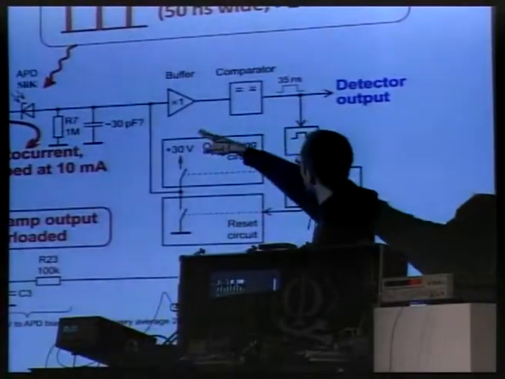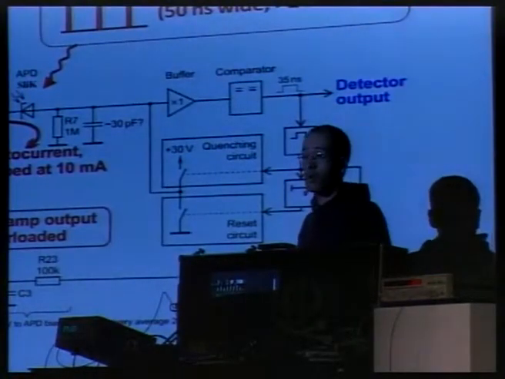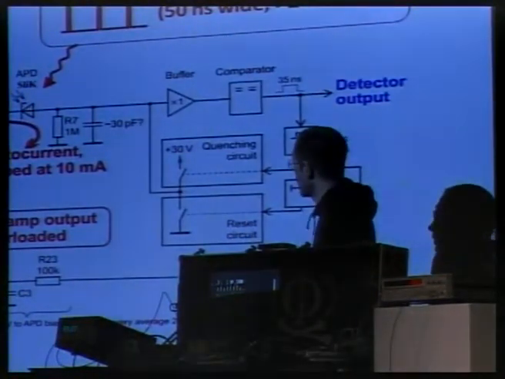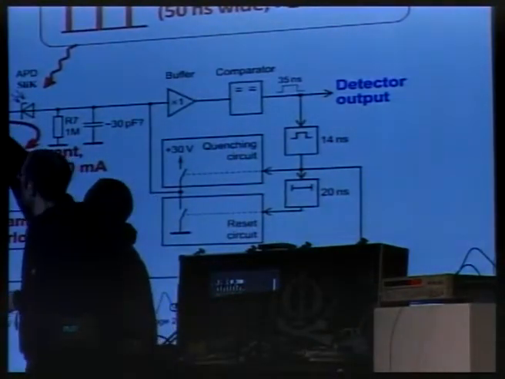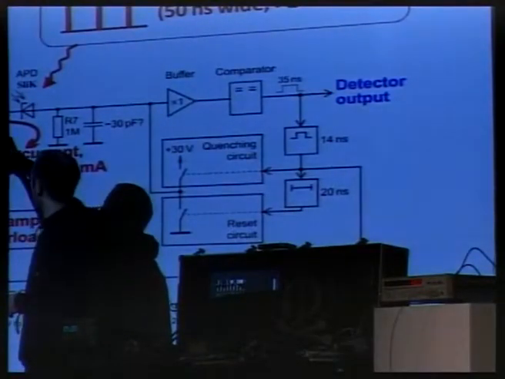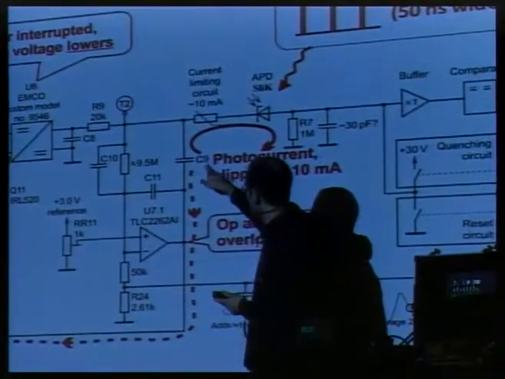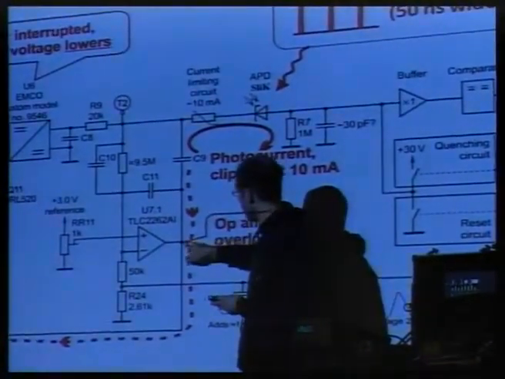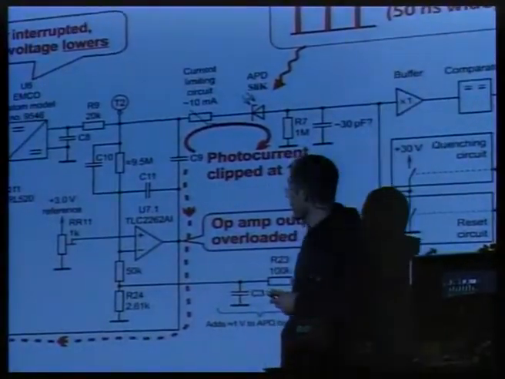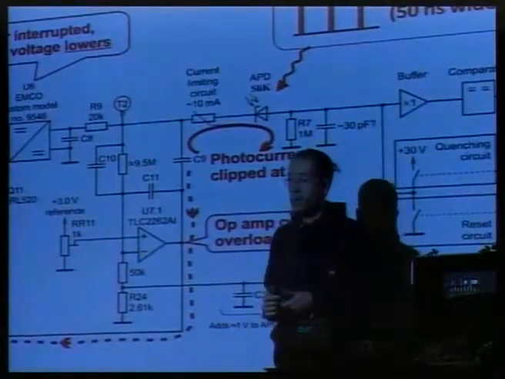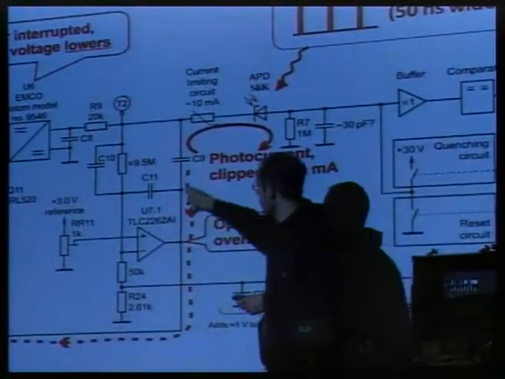So Eve applies here a bright pulse, typically 50 nanoseconds wide, above 2 milliwatt optical power, so much above the single photon level. And here the current goes up. You have a current limiting circuit, which kicks in when the current goes above 10 milliamps. And the current is drawn into this decoupling capacitor, C9. And here you have the output of an operational amplifier. This operational amplifier is pretty slow, and the output is overloaded by the current here.